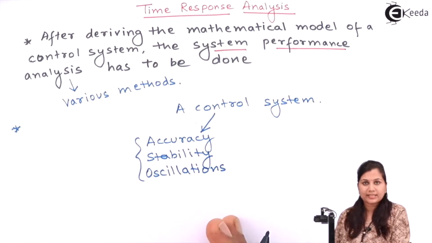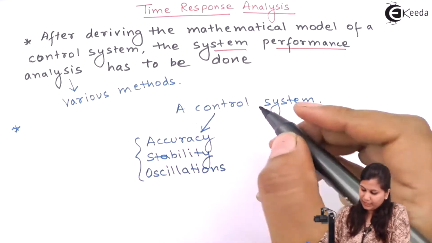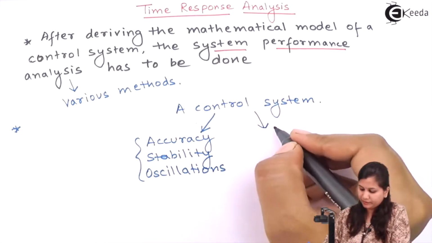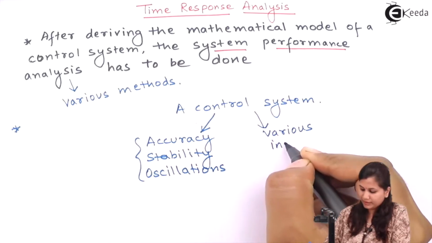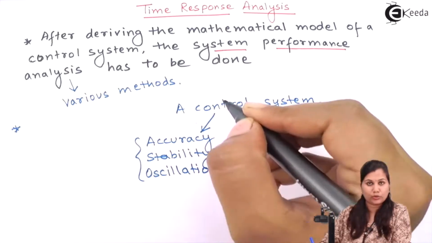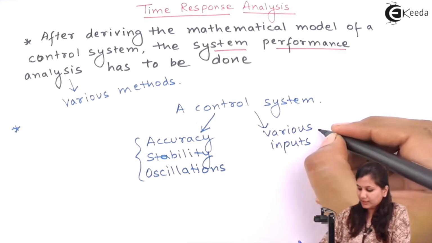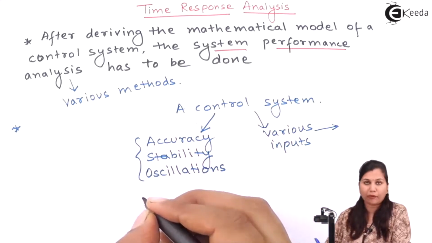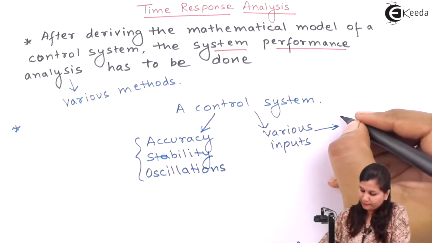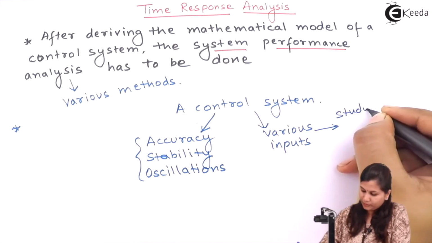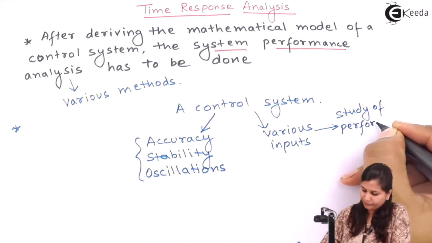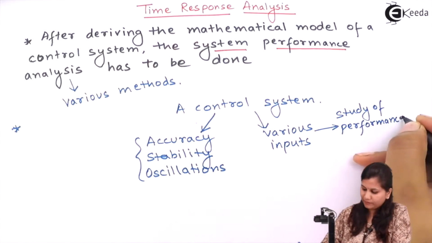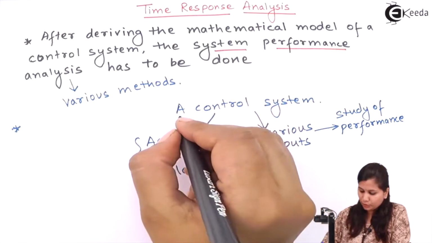Now, how can we study it? Suppose we have various inputs. We will apply various inputs to this control system, and for these various inputs we will study these performance criteria. So in this way we can analyze a control system.